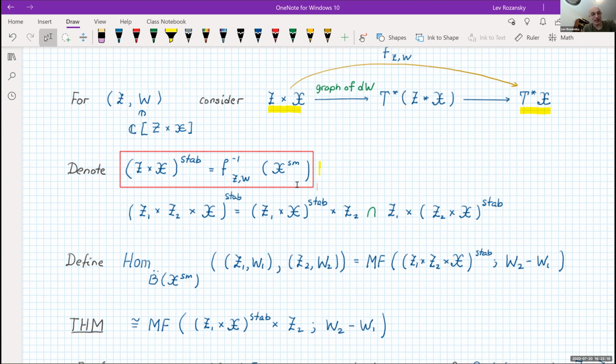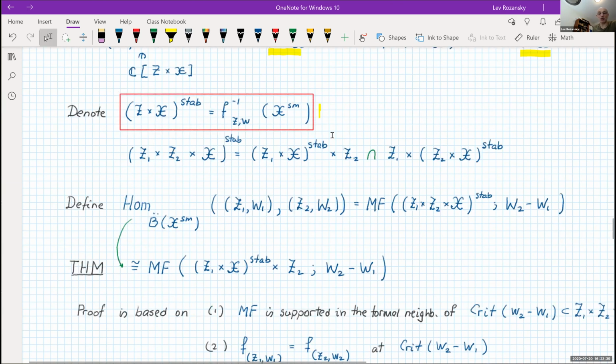But a nice thing is that this category is equivalent to the category that you would get by imposing stability only on the Z1 index. You can ignore the stability condition for Z2, and you would still get an equivalent matrix factorization category with a bigger base.